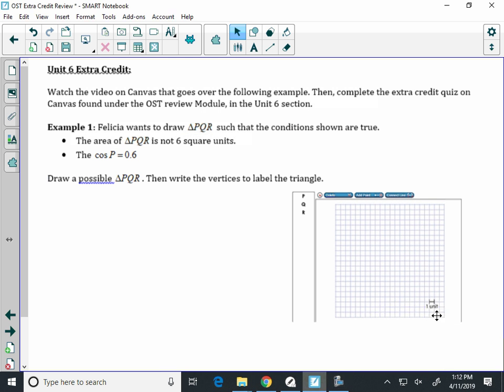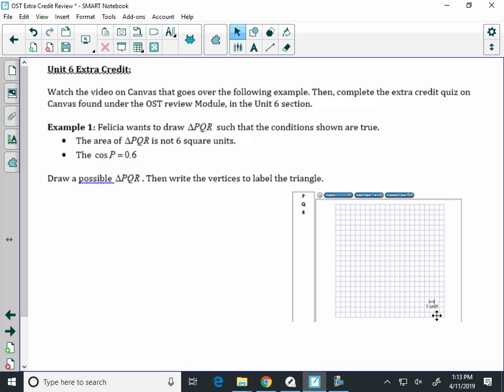In the Unit 6 extra credit, again, this is talking about right triangles and trig. It says Felicia wants to draw a triangle PQR such that the coordinates shown are true. The area of PQR cannot be 6 square units, and the cosine of P is 0.6. Draw a possible triangle PQR, then write the vertices to label the triangle.